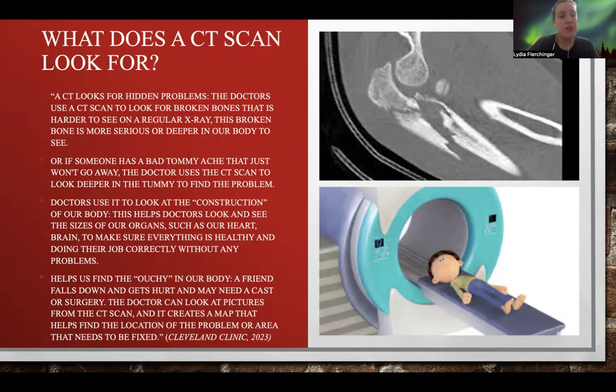So a CT scan looks for hidden problems. The doctors use it to look for broken bones or head trauma or other parts that may cause an illness in your body. It's like a big X-ray. An X-ray is where it takes pictures of the inside of your bones. So it could be more serious or even deeper in your body to see.